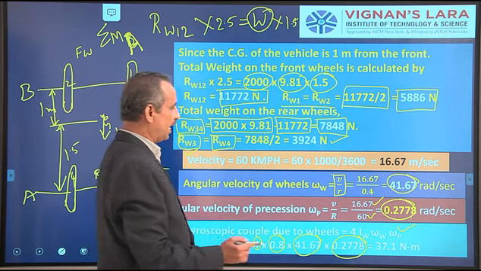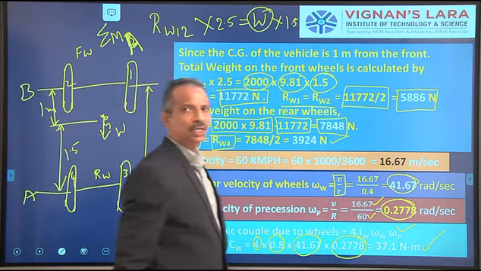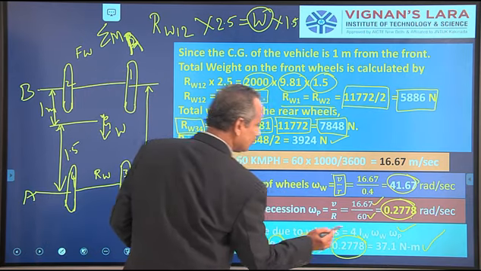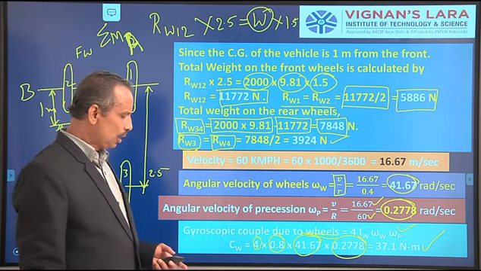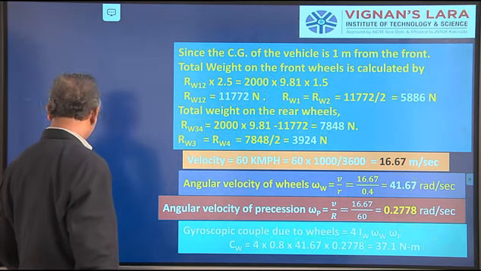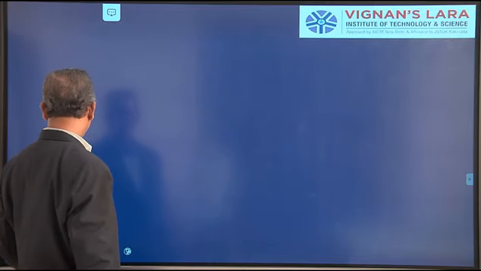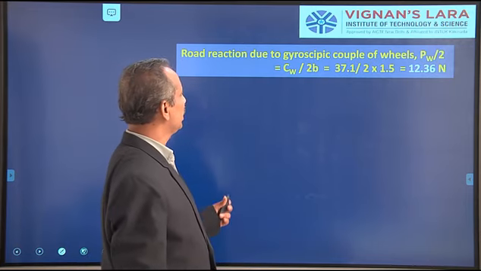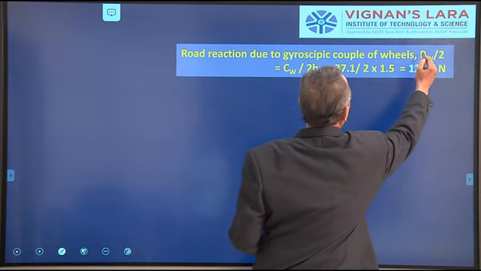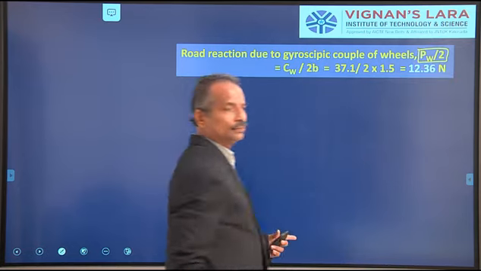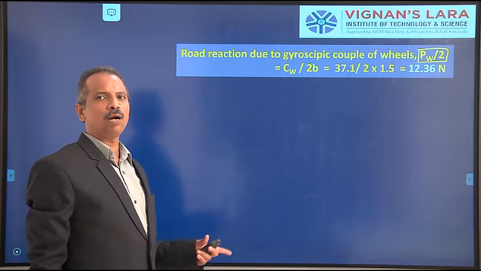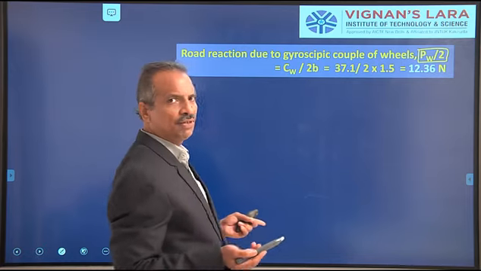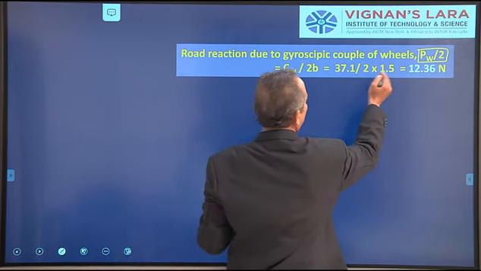Then I get the gyroscopic couple due to wheels as 37.1 Newton meter. This couple will produce a reaction on the wheels, given by Pw by 2, which is known to us. How to calculate that? The couple divided by 2b. What is b? b is the width of the track, which is given in the problem, that is 1.5.